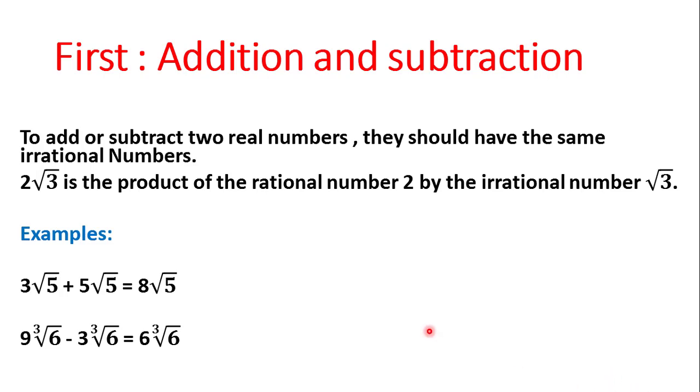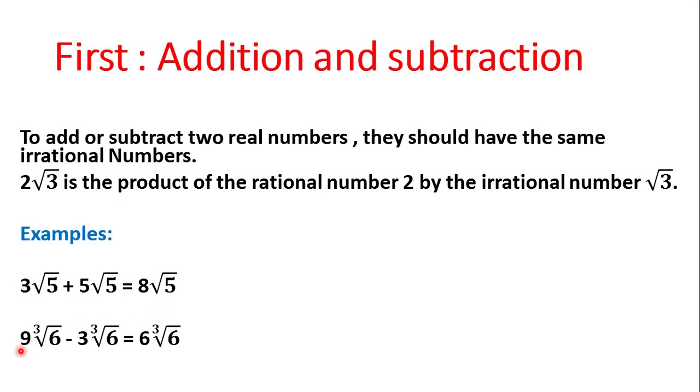At first, we want to know that if I want to add or subtract real numbers, they should have the same irrational part. For example, here we have root 5 here and here. So I'll add 3 plus 5, then I write root 5 as it is. So 3 root 5 plus 5 root 5 is 8 root 5.